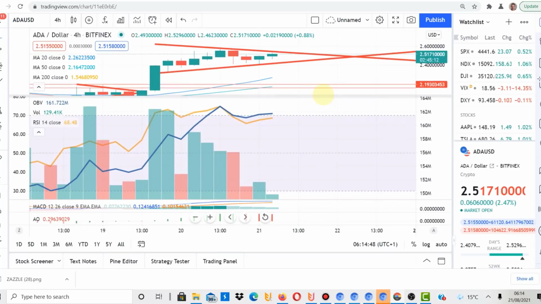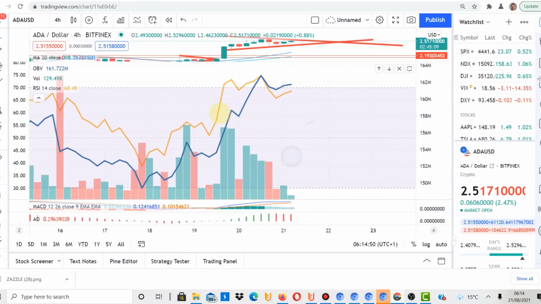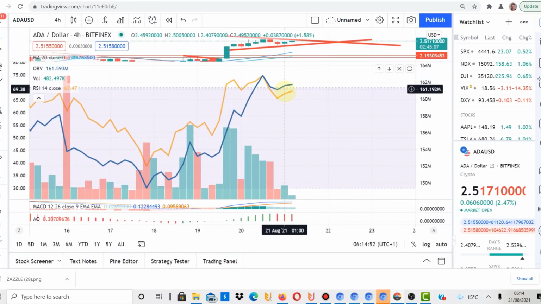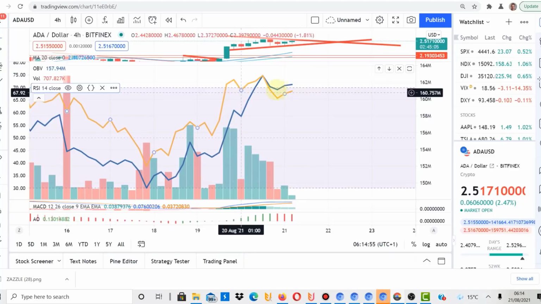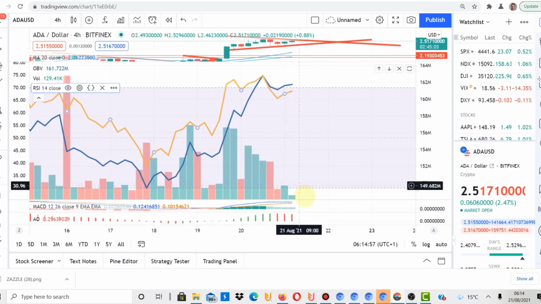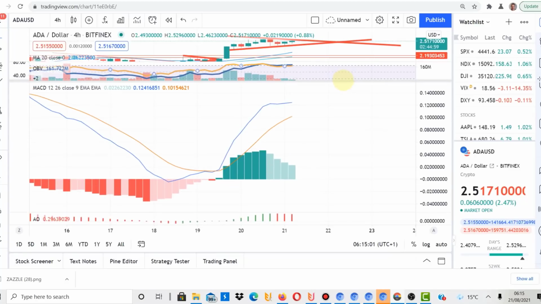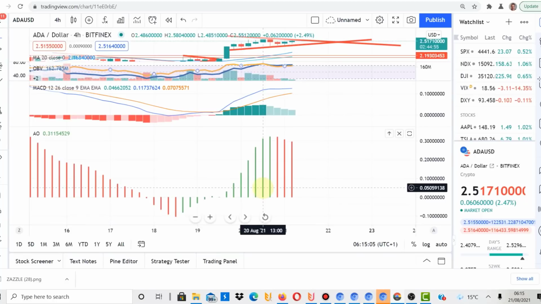Let's take a look at the RSI. The RSI, the orange line here, is currently not yet in overbought territory. There is a bit of room to the upside, which is nice. MACD is bullish, losing momentum a little bit, but still bullish. And what we can also see, I want to see that turning green. That is the awesome oscillator.